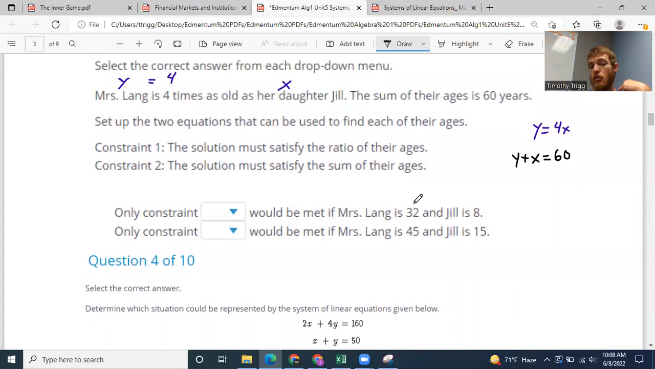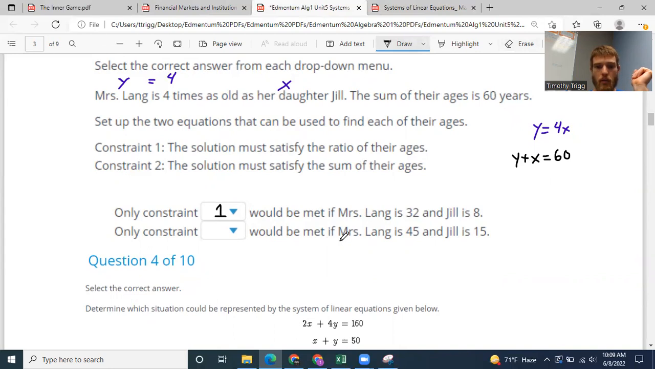So if Mrs. Lang is 32 and Jill is 8, well, then this is true, isn't it? Right? That Mrs. Lang is 4 times as old as Jill, right? Because 32 is 4 times as big as 8. So constraint number 1 is met here. However, constraint 2 is not, because 32 plus 8, well, that does not add to 60. That only adds to 40.